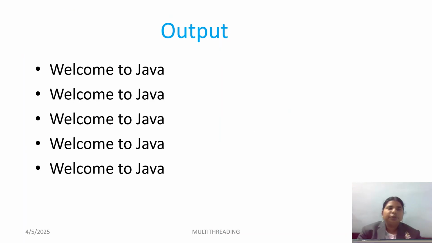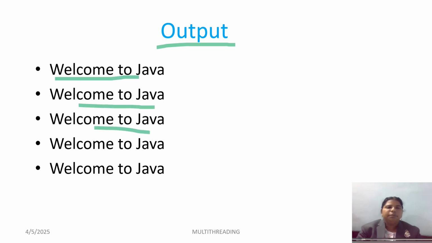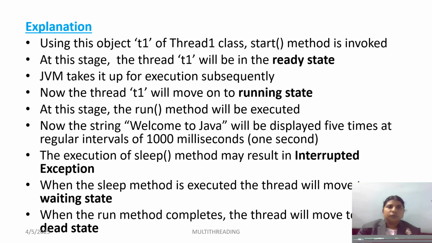So this is the output of the program. One can witness 5 statements being printed because of the loop, and all these statements are not printed at a stretch. They are printed at a time interval of 1000 milliseconds. That time duration is because of the waiting state of the thread. Here is the explanation about the above program. Using this object T1 of the thread class, the start method is invoked. At this stage, the thread T1 will be in the ready state.